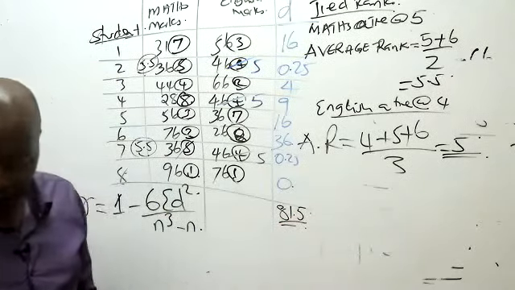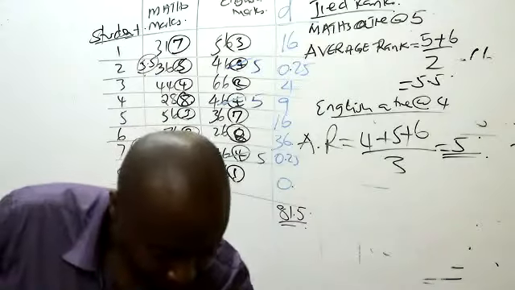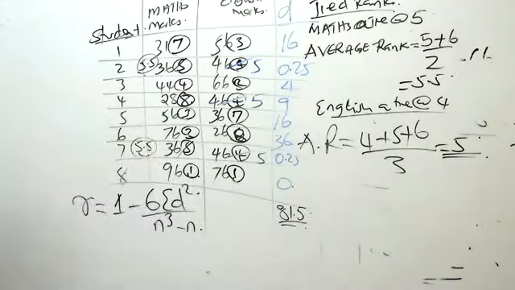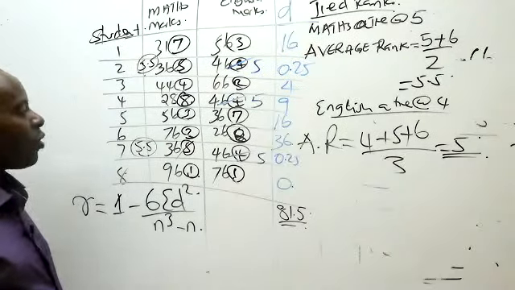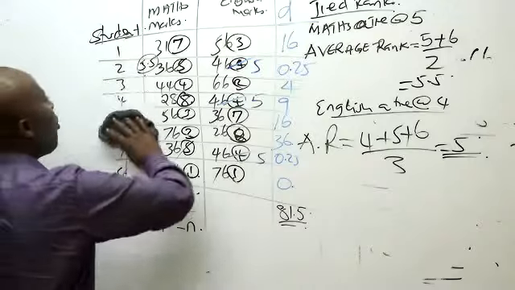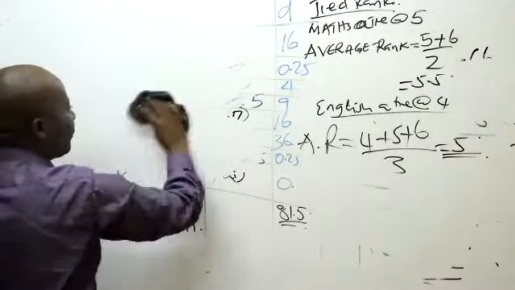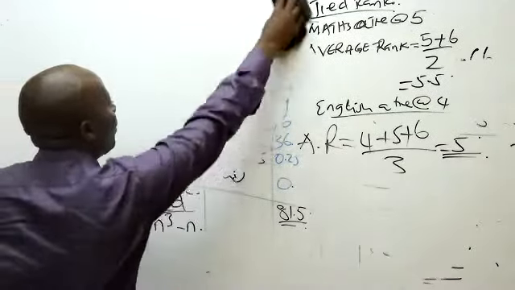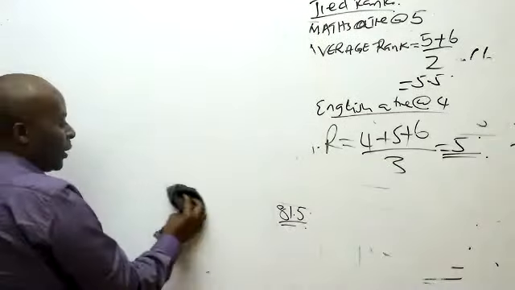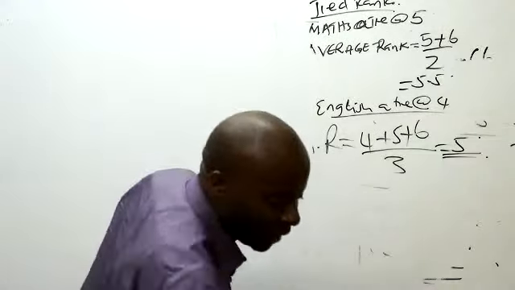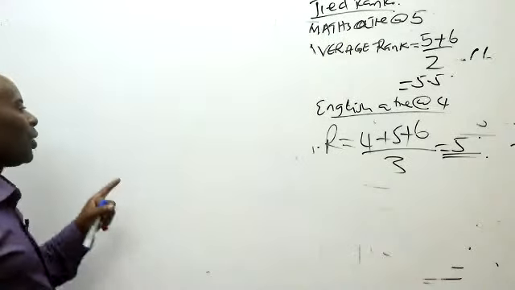Now, ladies and gentlemen, after getting that 81.5, you have to be very, very careful. We have one concept that we have got to go through, what we normally call the correctional factor. And for us to get a correctional factor, whenever we have tied ranks, because of the ranks which are normally skipped, there must be some errors. So we need to know how to correct.